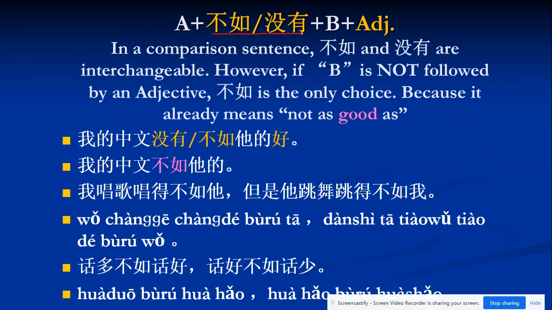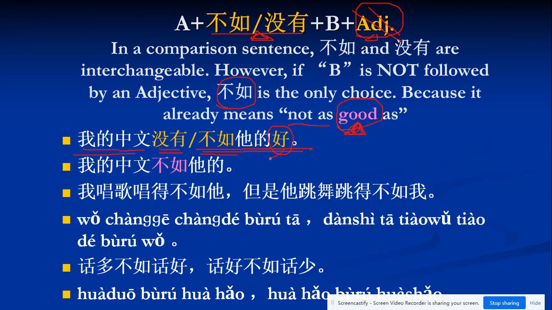If you see the adjective in that negative comparison sentence, you can use either 不如 or 没有. They're interchangeable. But if you don't see this adjective, then you have to choose 不如 because originally 不如 already comes with the meaning of not as good as. So it already includes an adjective, good. 我的中文没有他的好。我的中文不如他的好。You see the adjective 好 here. So both 没有 and 不如 work.